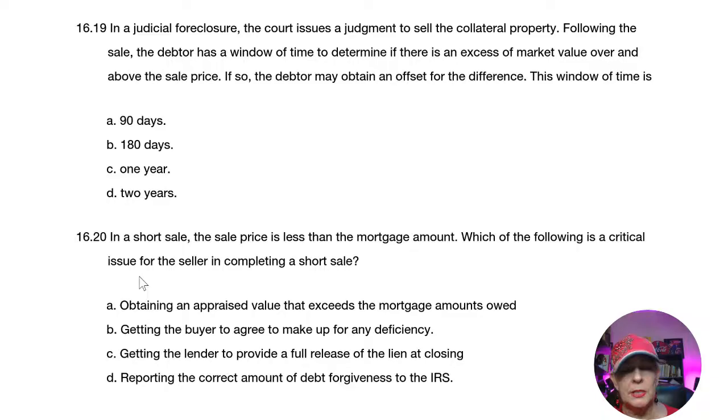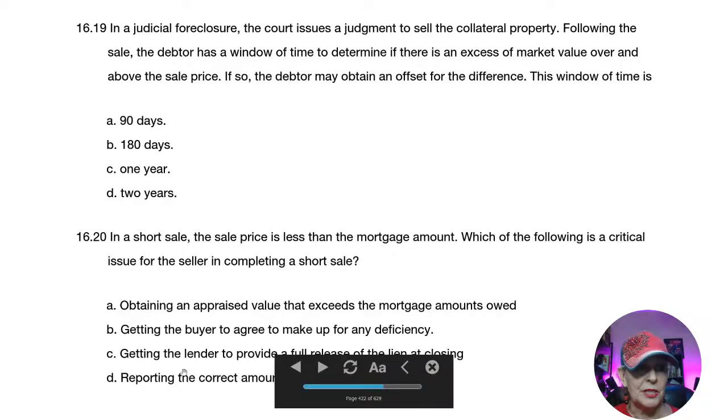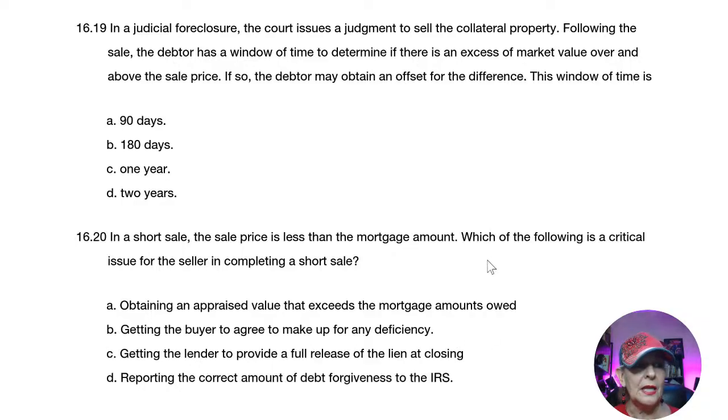All right, number 20. A, obtaining an appraised value that exceeds the mortgage amounts owed. B, getting the buyer to agree to make up for any deficiency. C, getting the lender to provide a full release. Or D, reporting the correct amount of debt forgiveness to the IRS. Because when the bank gets a loss, they send it to the IRS as a deficiency.